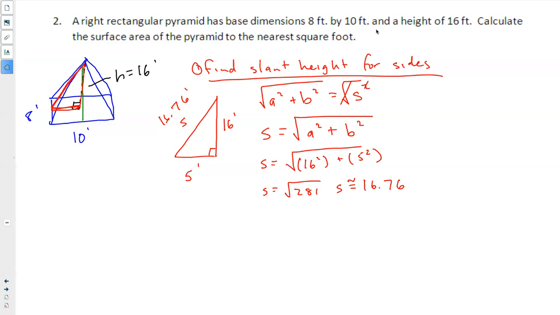Now that I've found my slant height for the sides, I can calculate the surface area of both the sides. Step 2: find surface area for sides.